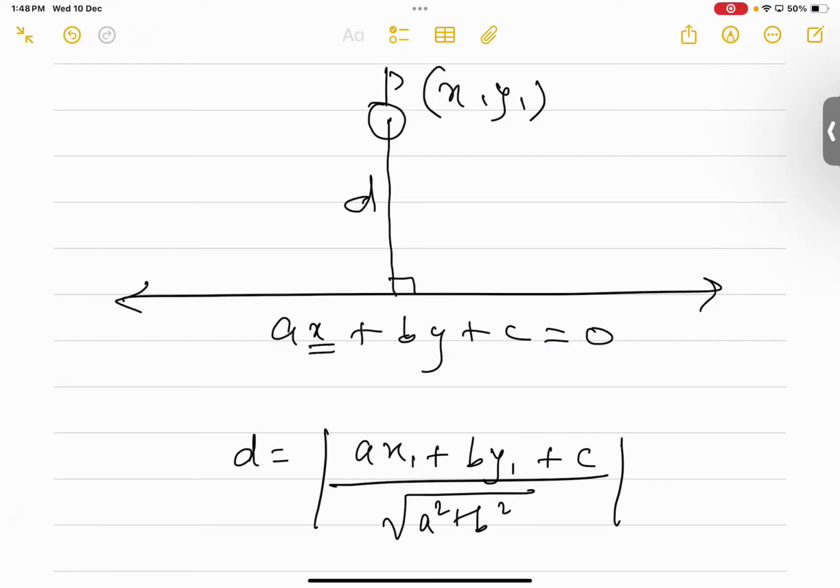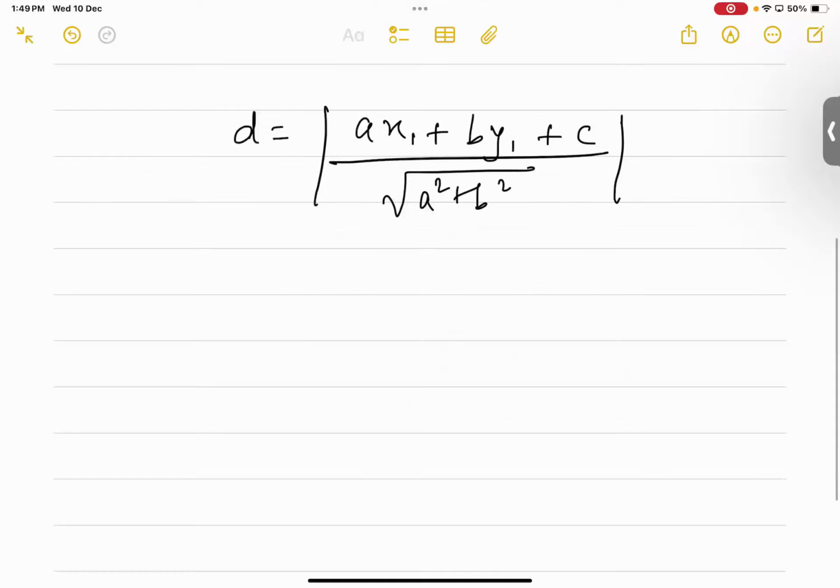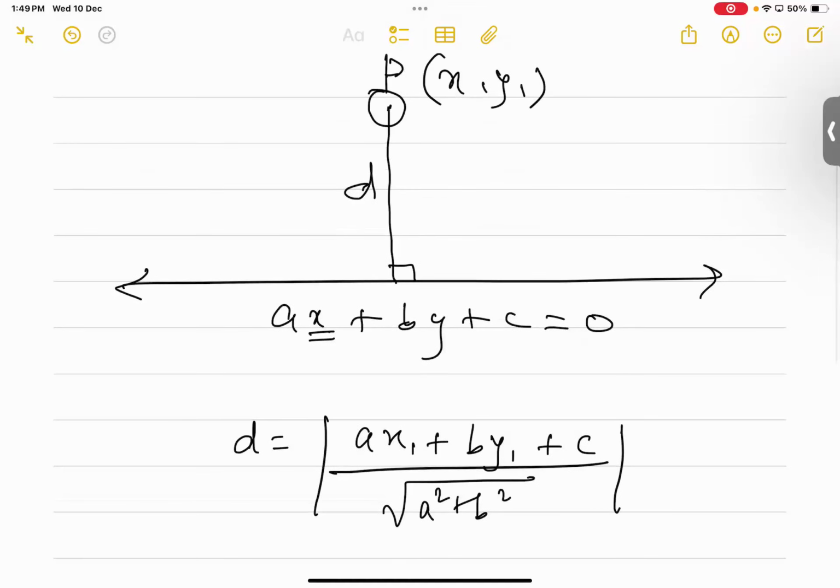So just copy this: distance between a point and the line. This is the distance between a point and the line. Now there is one more concept. Have you copied this, guys?